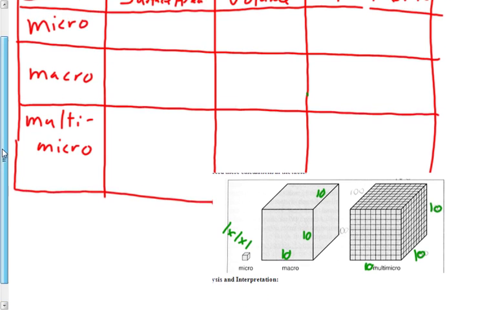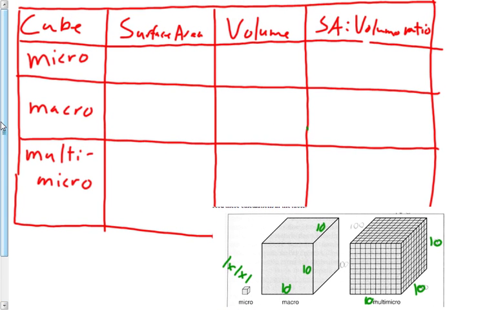One of the things you're going to be asked to do is fill in a chart like this one for those cubes. Micrometers, yeah. So if I want to calculate the surface area of any one of these cubes, I go length times width times number of sides. That'll give me the surface area for each one. For volume, I go length times width times height. And then I write in the ratio here of the surface area to volume.